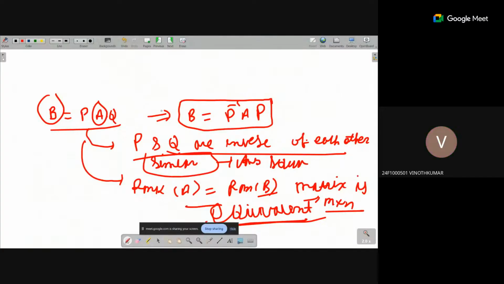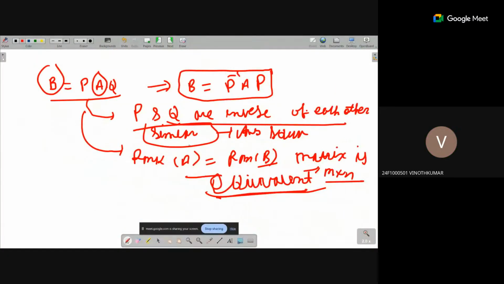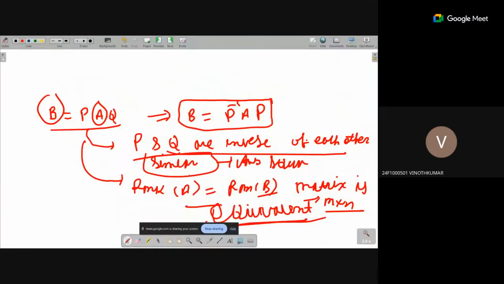Here A is an m into n matrix, P is m into m, and Q is n into m. Correct? As per the lecture, it was mentioned like that. No, I didn't mention the order of the matrices.